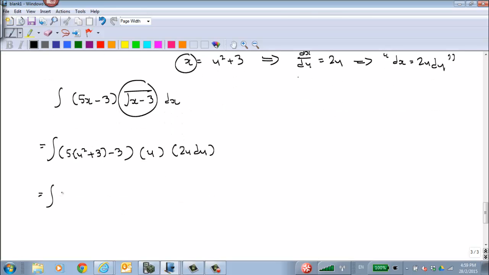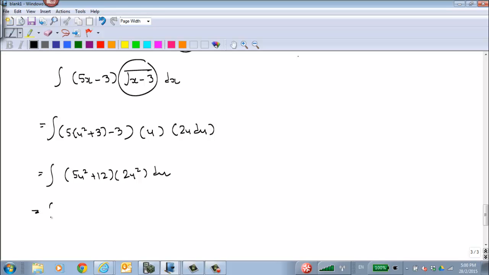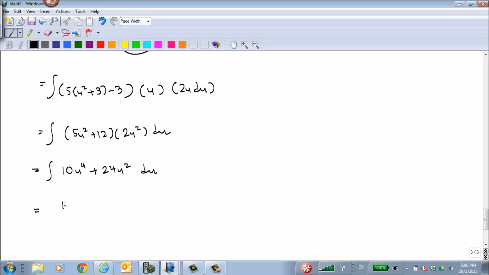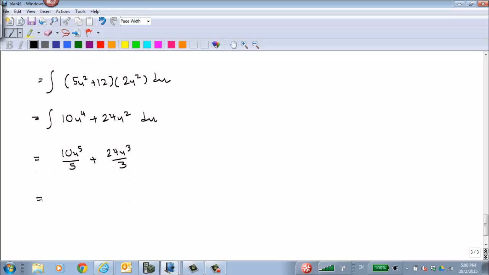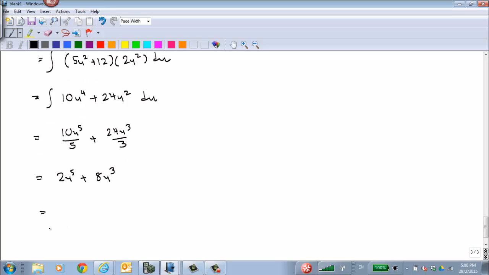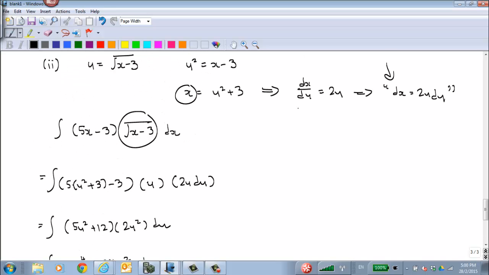Okay, so what you will actually get is... So how to actually do this is we will open up, and from here, the integration can be done. Later, at the end, we will put a plus c. So here will be 2u^5 plus 8u cubed. For this particular question, because there's no lower and upper limit, you actually have to substitute back the u.